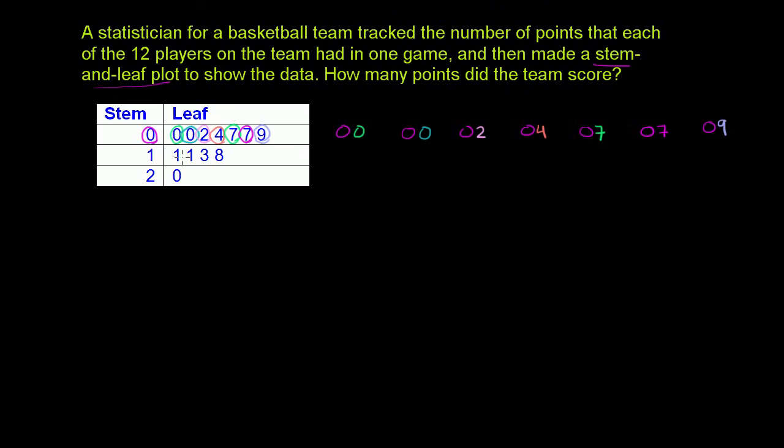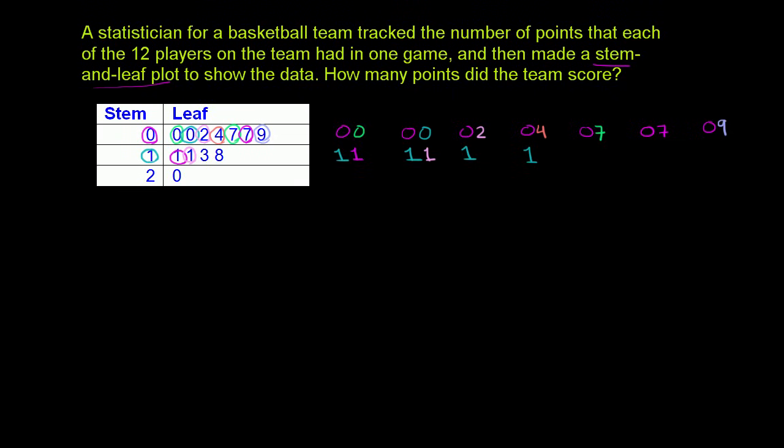Now let's go to the next row in the stem and leaf plot. Here, all of the points start with 1 for each of the players, and there are 4 of them. So 1, 1, 1, and 1. Then we have this player over here whose ones digit is a 1, so this represents 11: 1 in the tens place, 1 in the ones place. This player over here also got 11.